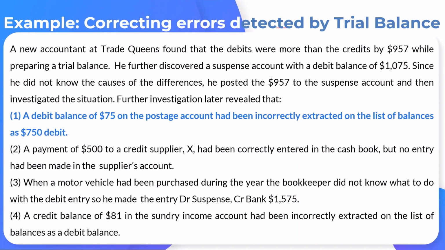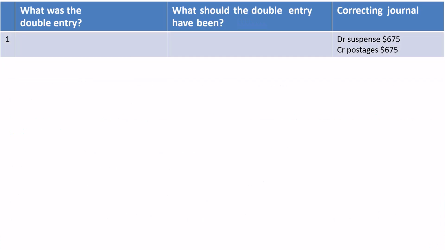So the first transaction says a debit balance of 75 on the postage account had been incorrectly extracted on the list of balances as 750 debit. To correct this one, the double entry is supposed to be debit the suspense with 675 and credit the postages with 675.